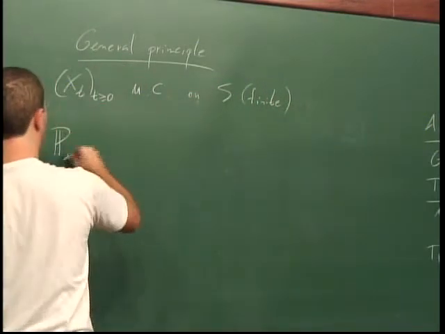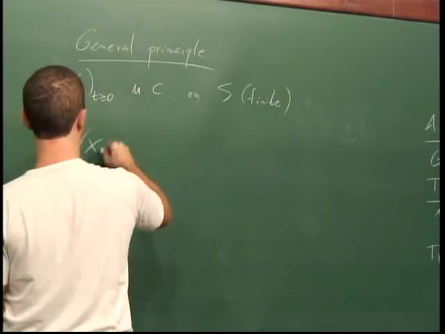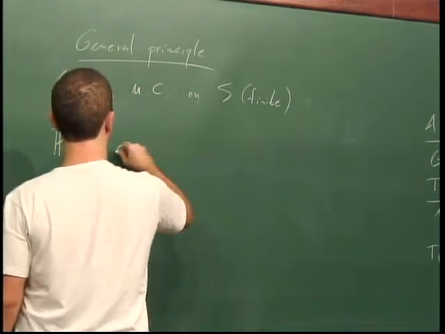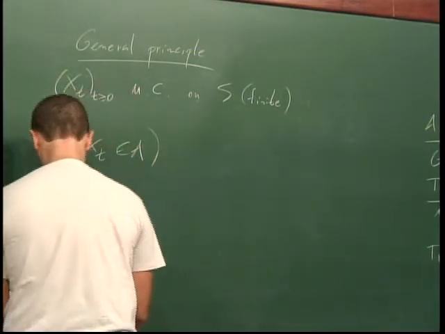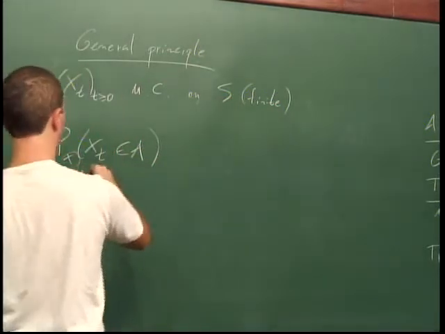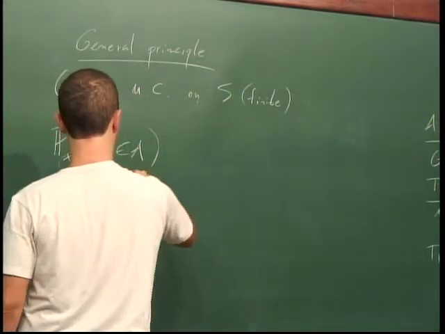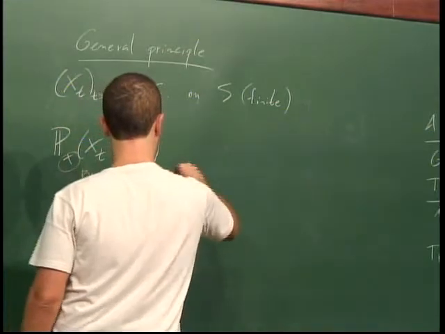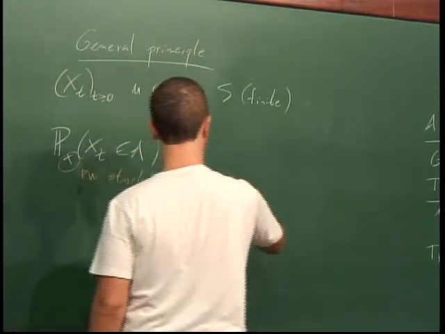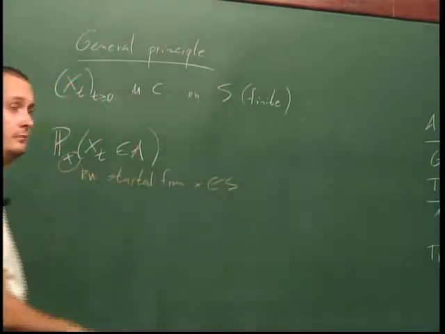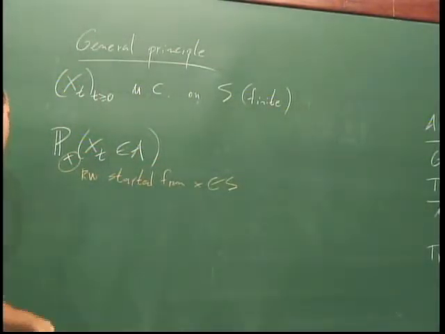And when I write things like this, P sub x, x sub t belonging to A, this means that the random walk started from x, right? Not everybody might use this notation.